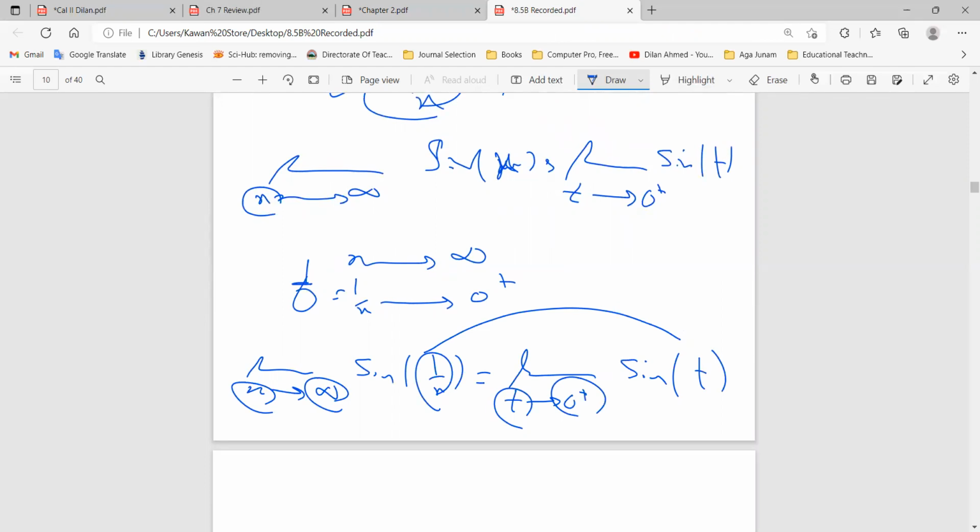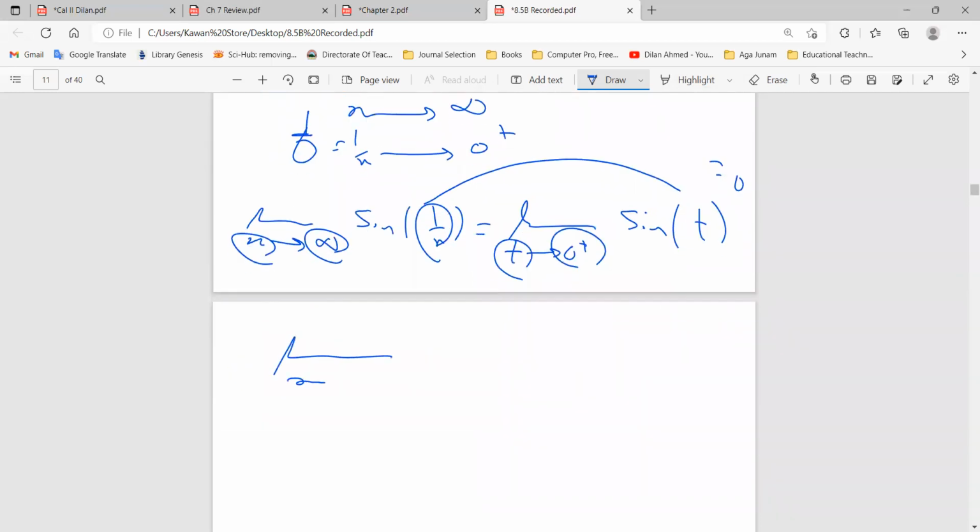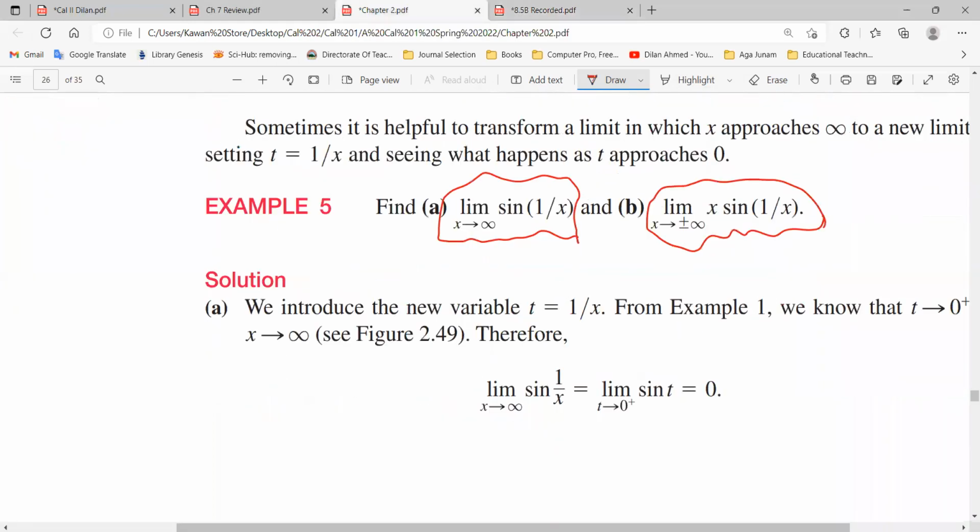Good. Now, sine of 0 is 0. So that's why the result will be 0. So I say the limit as x approaches infinity of sine of 1 over x is equal to 0. Here we are. Here's the result. Here's all the things that you need.